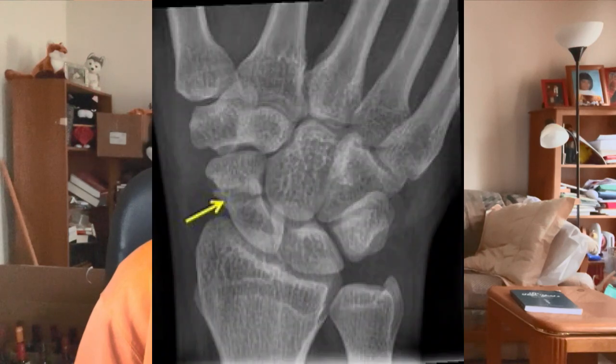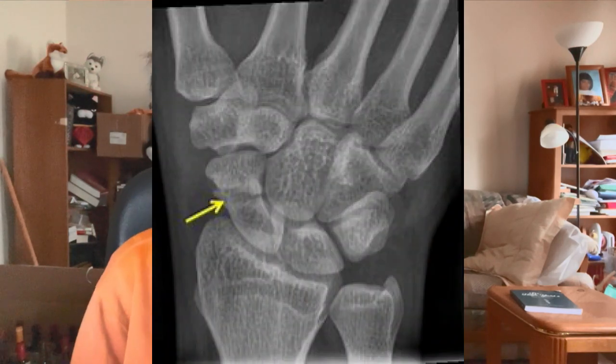Numbness of the thenar aspect of the hand is injury to the median nerve, known as carpal tunnel syndrome. The wrist bone with the greatest incidence of aseptic necrosis is the navicular bone, also known as the scaphoid. Supracondylar fractures result in injury to the brachial artery and the median nerve. There's a danger of ischemic contractures in the forearm muscle, known as Volkmann's ischemic contracture.